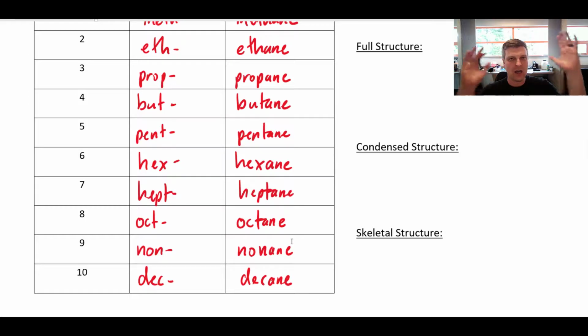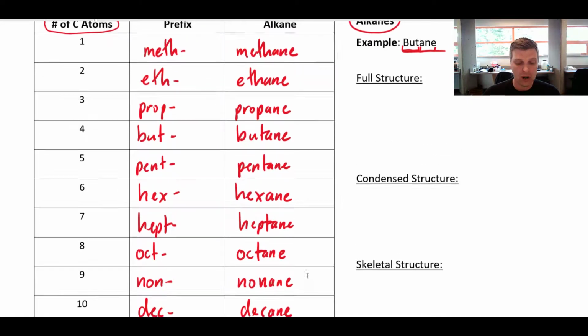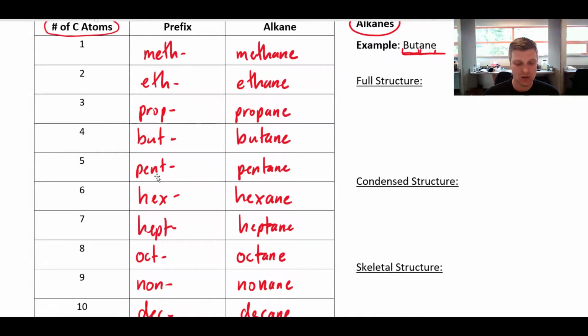Now, I know this is kind of just being thrown at you all of a sudden, but what I want you to recognize is that as we learn about more different kinds of organic compounds, we're going to keep the same prefixes. So you are going to have to know these prefixes, whether we're talking about really simple compounds or more complex ones, because we're going to keep on coming back to these for our naming.